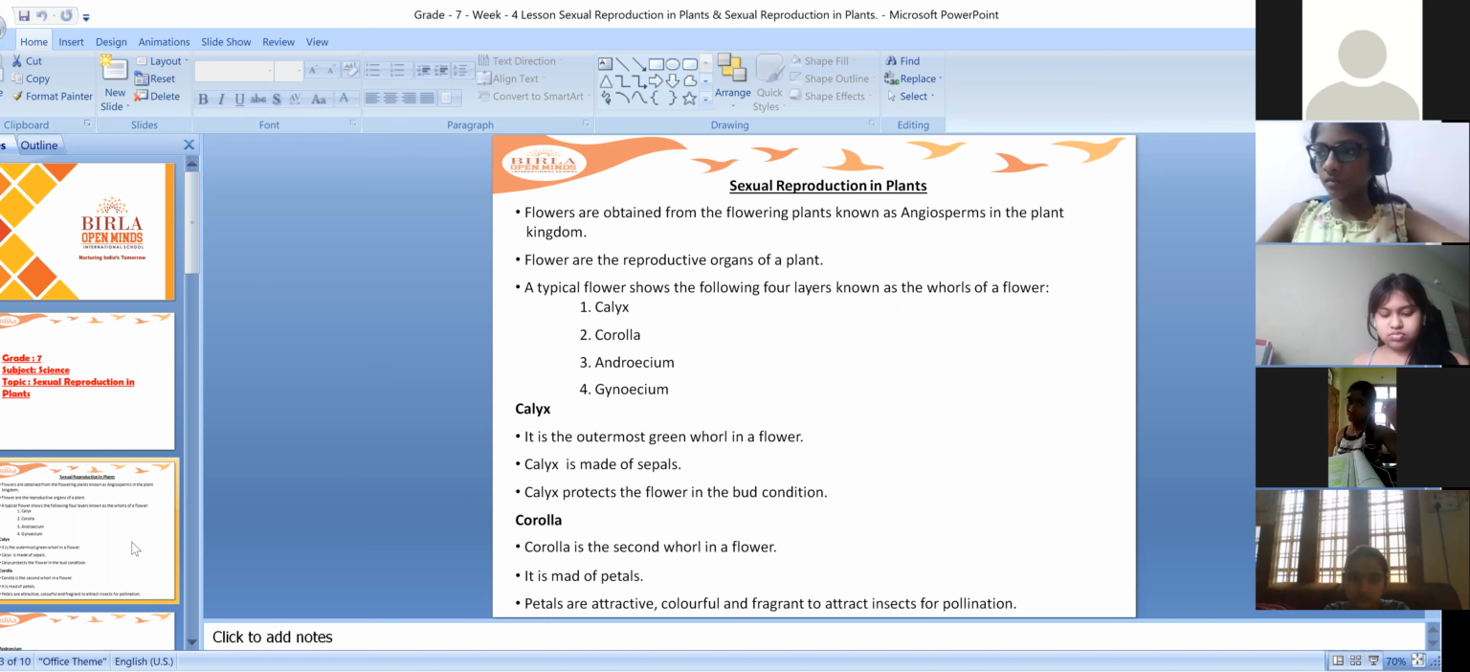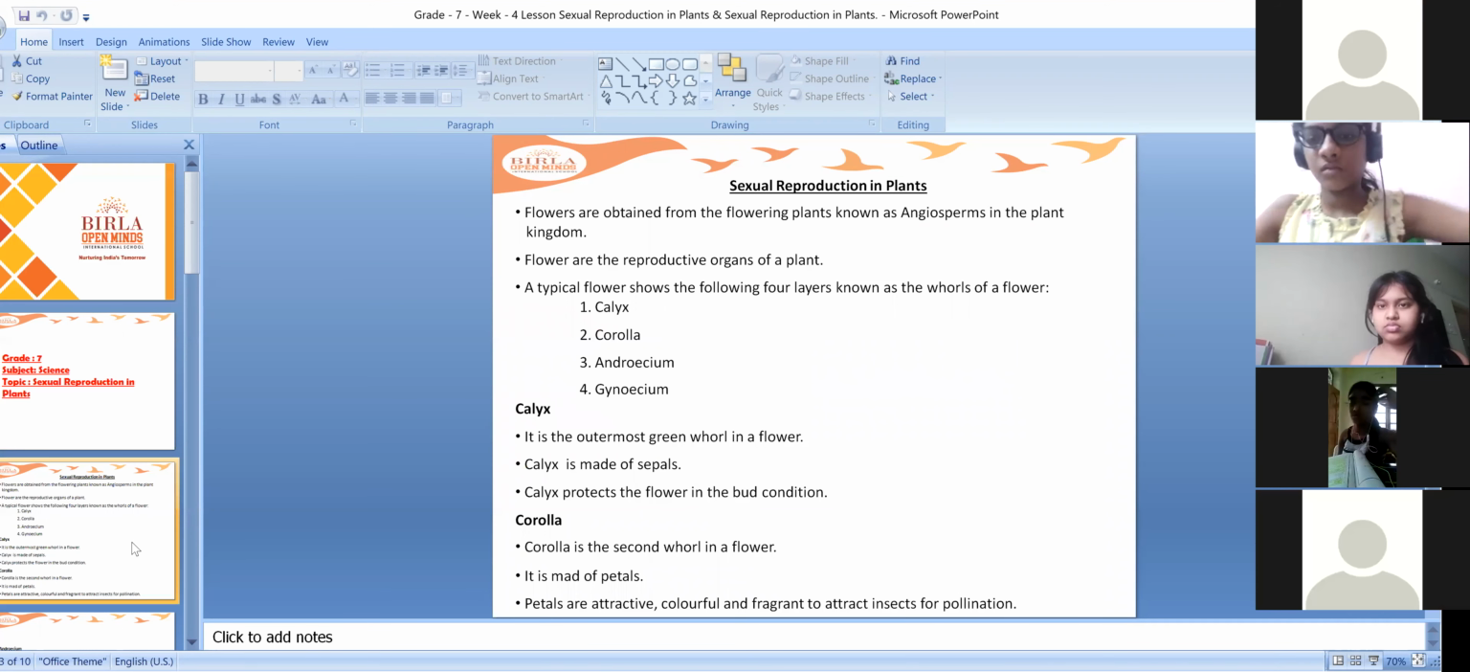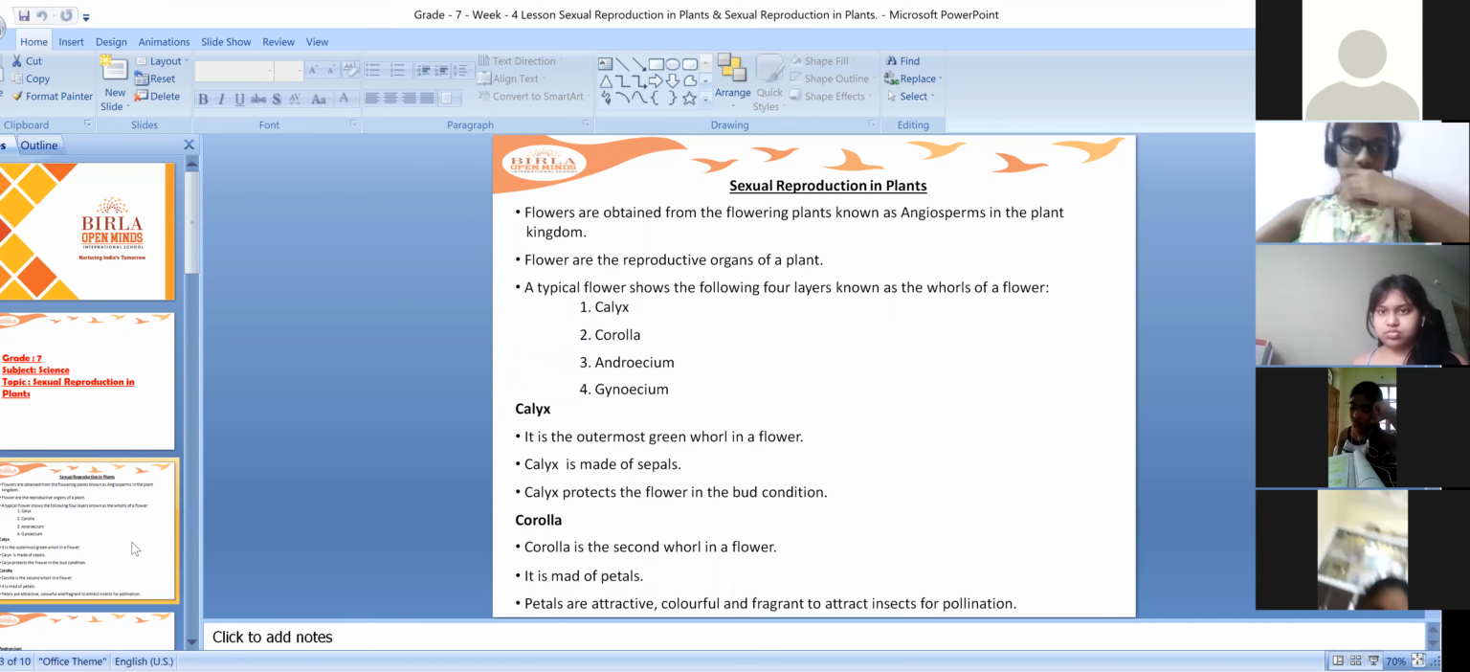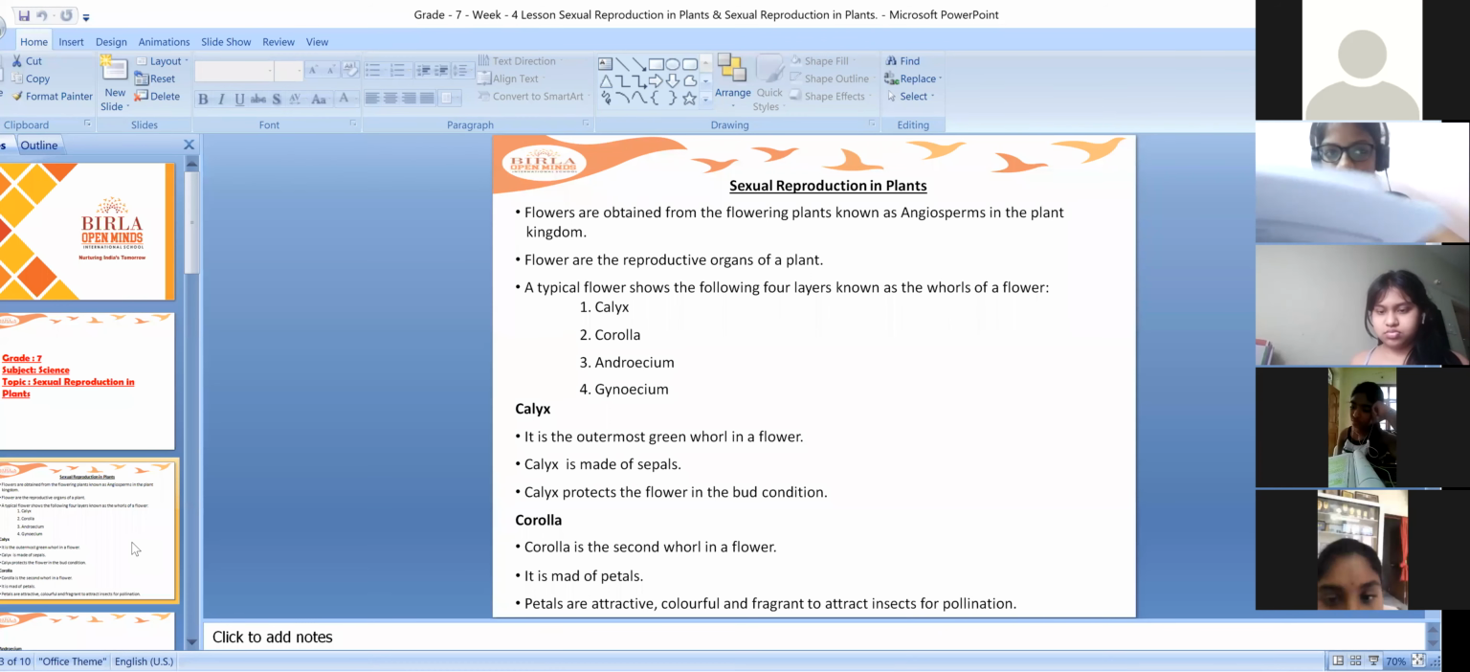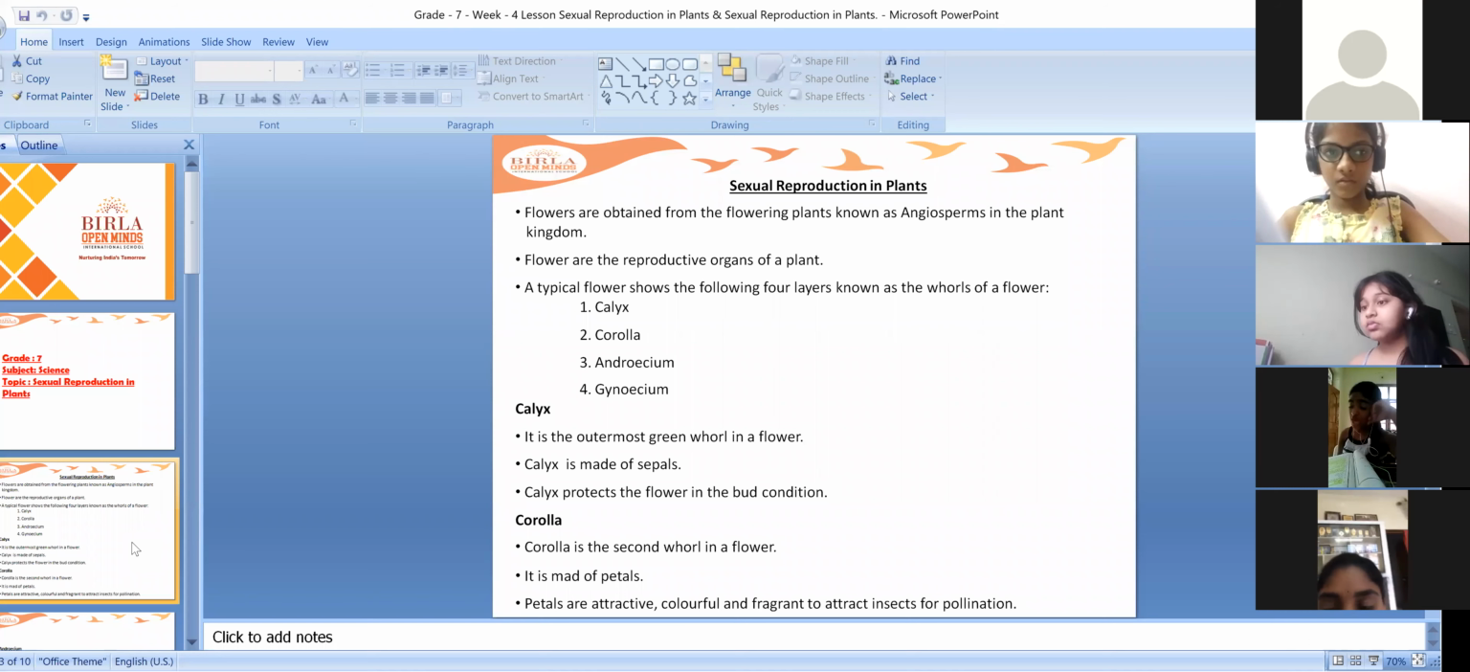So we all know that there are so many flowers. They are really very beautiful and colored flowers. Angiosperms are the plants which have flowers. The flowering plants are called angiosperms. Children, you can just underline.